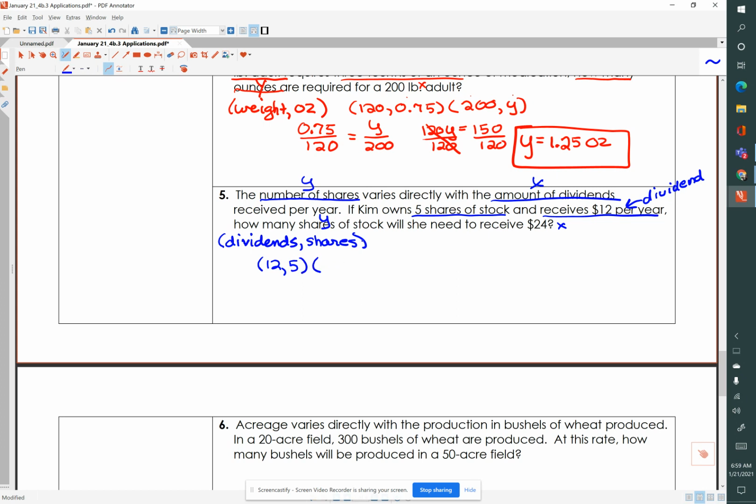And let's go with our unknown. We have an unknown Y for $24 in dividends. So be our Y. And let's set up our problem. 5 over 12 equals Y over 24. And to solve it, we'll use cross products. So 12 times Y is 12Y. 5 times 24 is 120. We divide both sides by 12. And Y equals 10. 10 what? How many shares of stock? 10 shares.